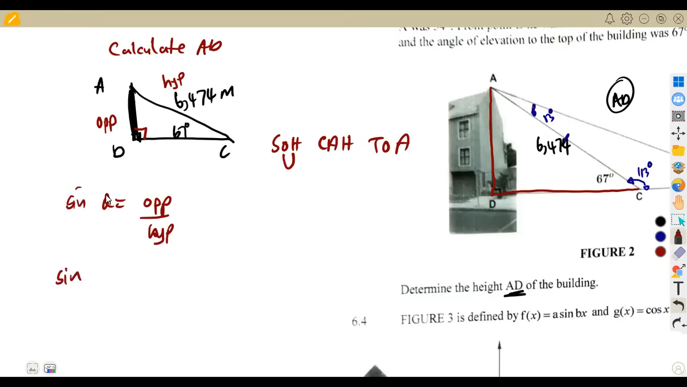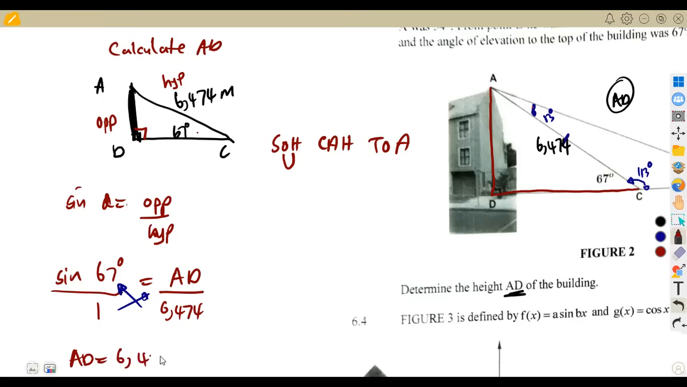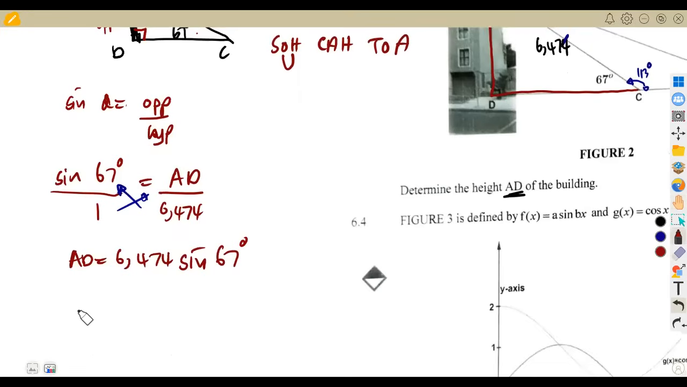That is the sine of theta, the angle of 67, is equal to the opposite, which is AD, that we are supposed to calculate, over the hypotenuse, which is 6,474. So you can cross multiply here to find AD. 1 times AD, AD is equal to 6,474 times the sine of 67 degrees. So there we can obtain the length of AD.